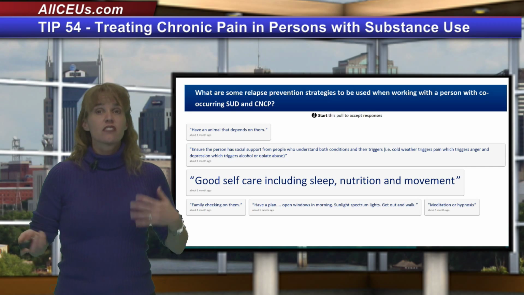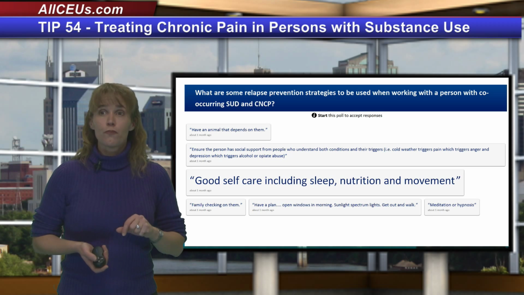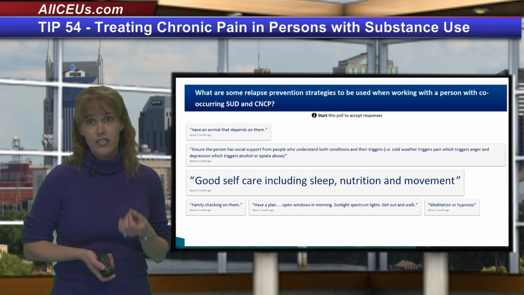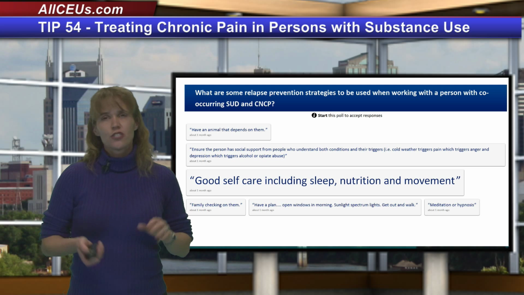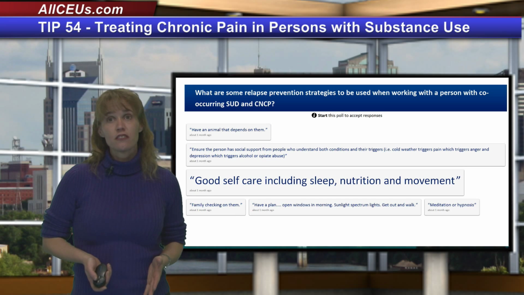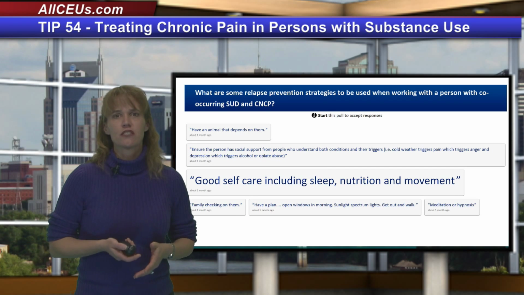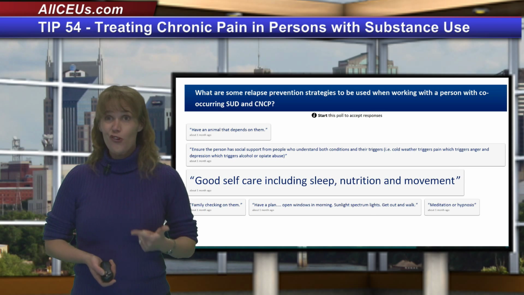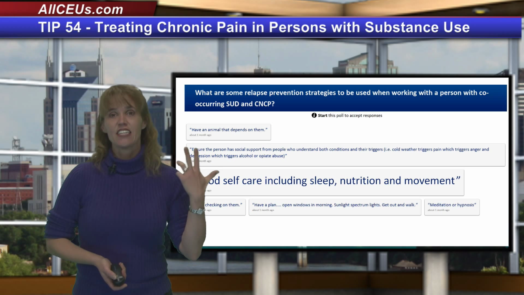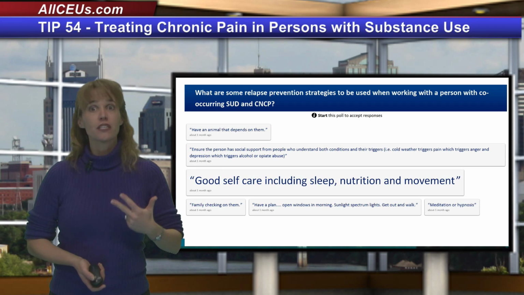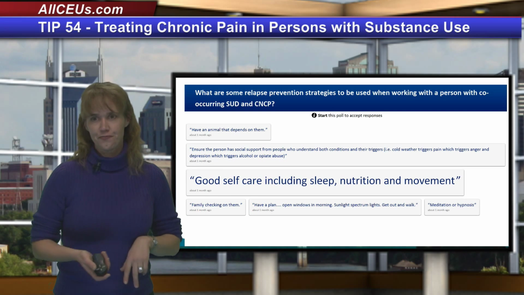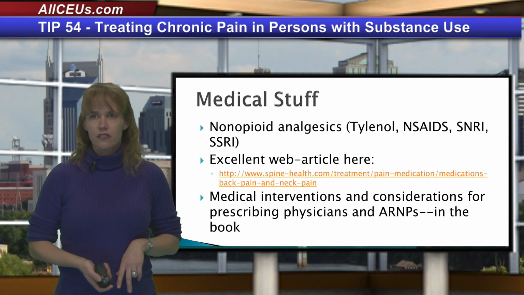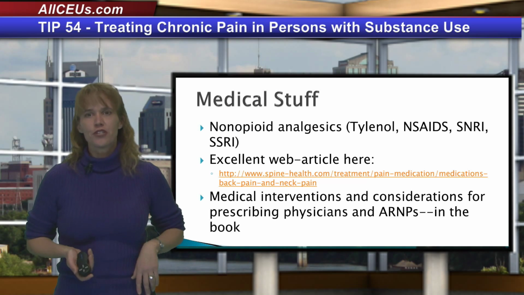Meditation or hypnosis is another good one to use with people who have co-occurring substance use disorders. So there are a lot of options. It's what your patient is willing to do, can afford to do, and has the ability to do. So medical stuff. Let's go through this real quick.